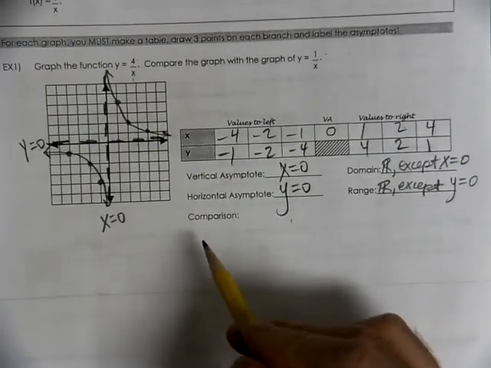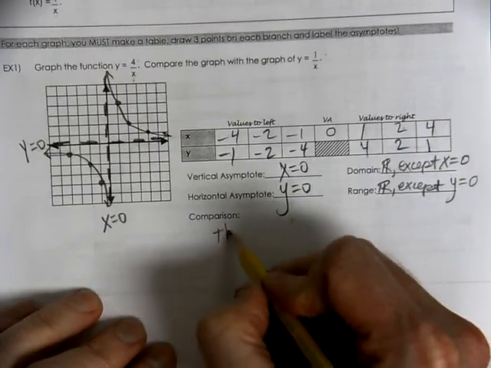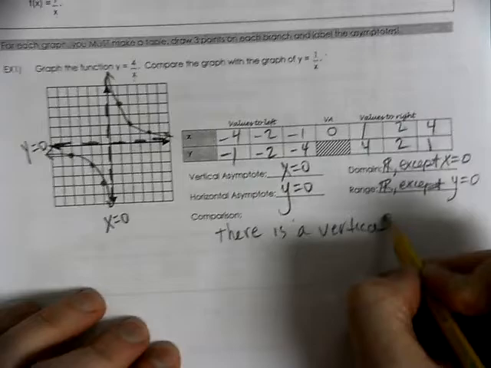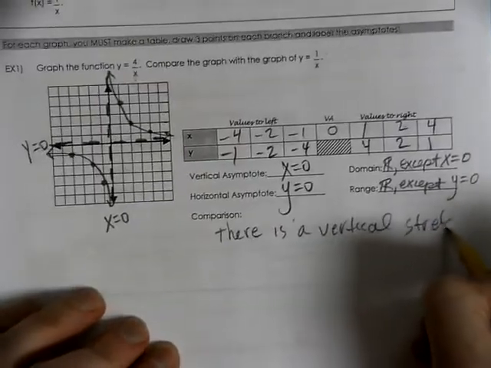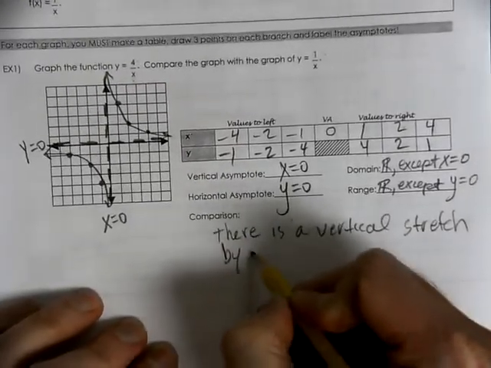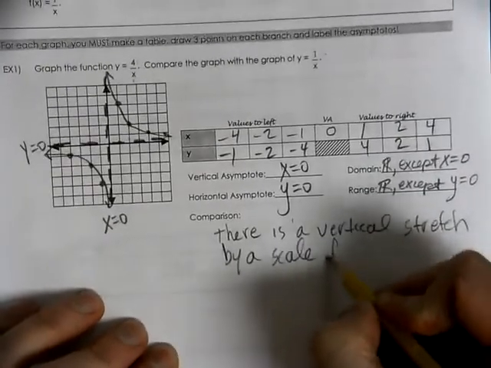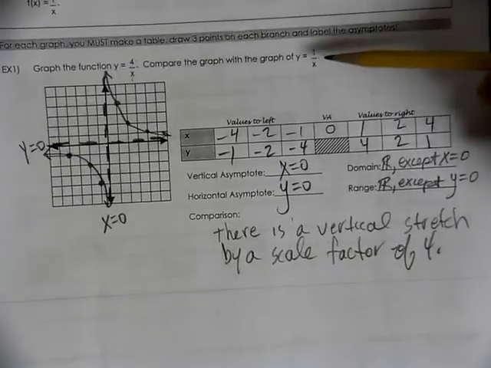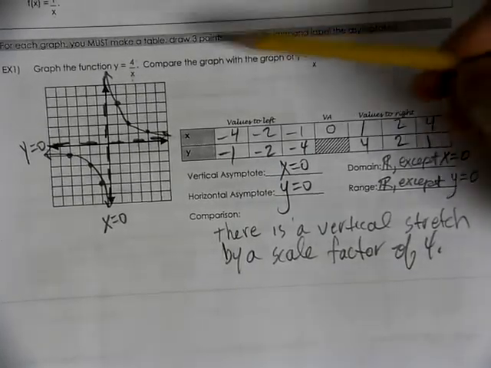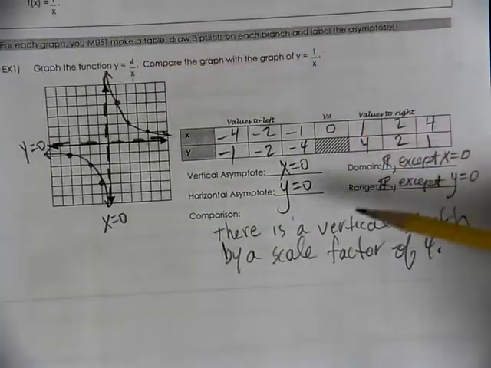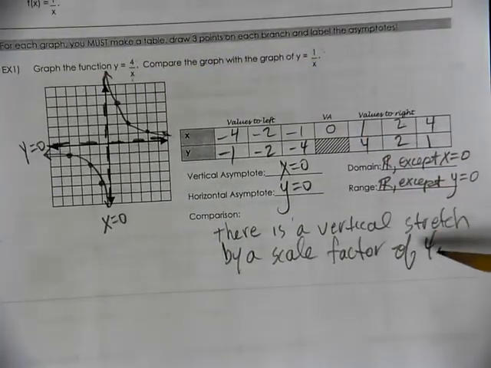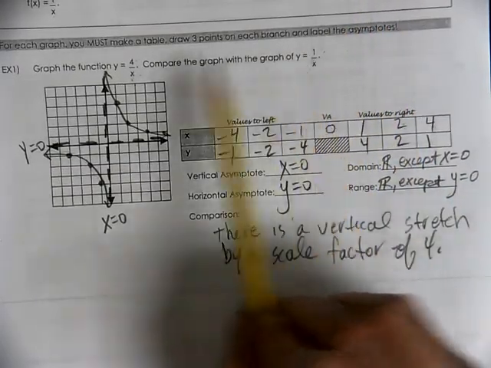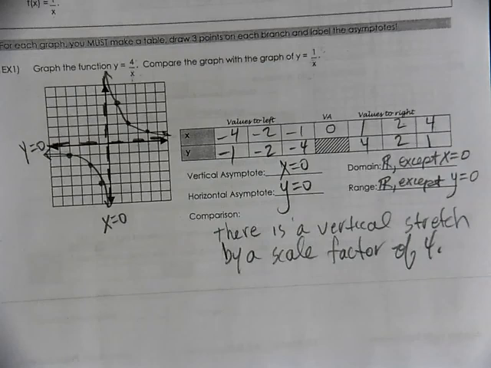The type of comparison that's going on, there is a vertical stretch by a scale factor of 4 between the 1 over x and the 4 over x. The only difference is that you're multiplying each of the original graph by 4. All the y values by 4.